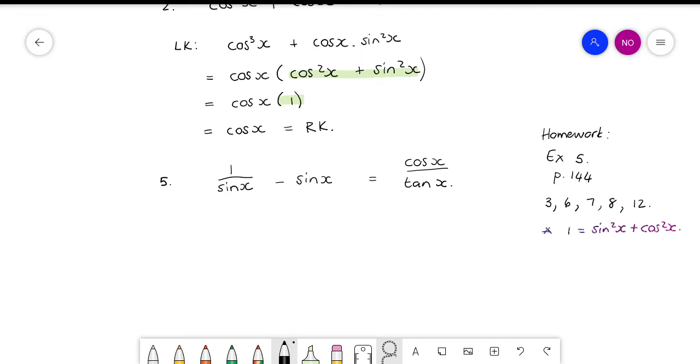So, I have that tan on the right hand side that I can expand, but I'm going to leave that for now. I'm going to start on the left hand side because I have a fraction here. So ek gaan hier 'n gemeene noemer kry van sin x.